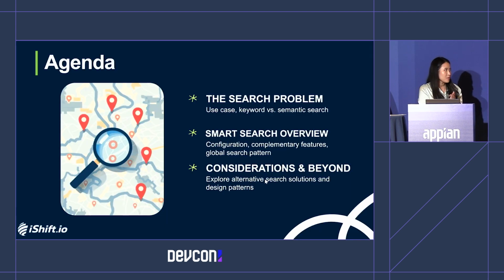First we're going to walk through a use case and learn why searches fail, and we'll learn exactly what keyword and semantic search are. Then for the first part, I'm going to configure Smart Search live, and I will also give you a global search pattern. For the second half, we're going to show you how you can customize Smart Search and how you can scale the product.